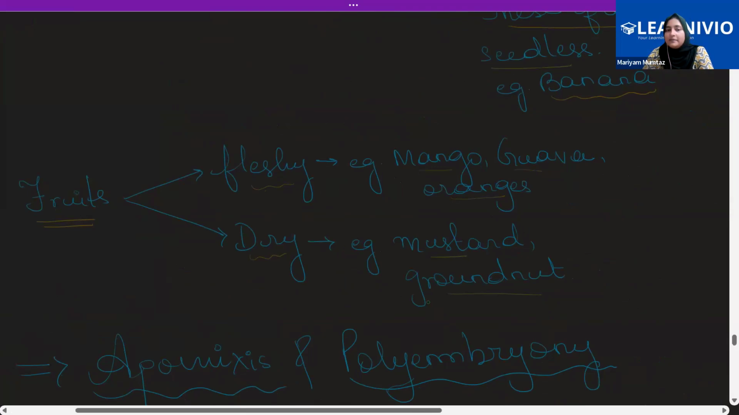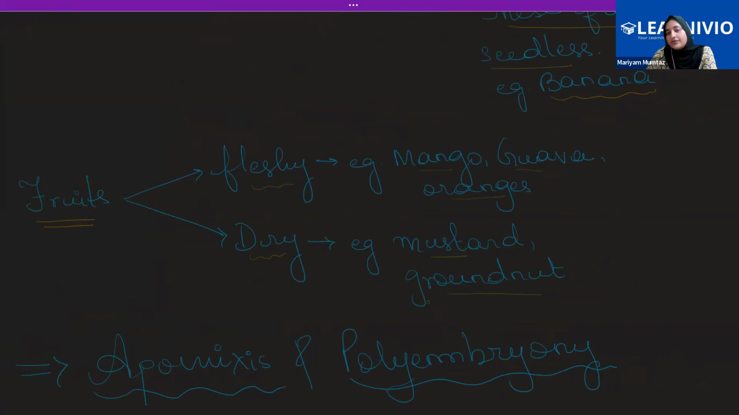Now the fruits, they can be fleshy or they can be dry. The fleshy fruits are such as mango, guava, oranges, and dry fruits we have mustard, groundnut, meaning they do not have a sticky mesocarp or the sticky edible portion.